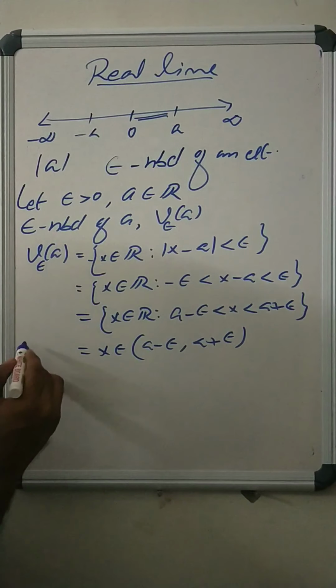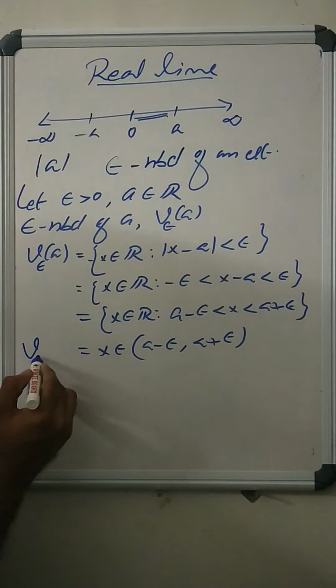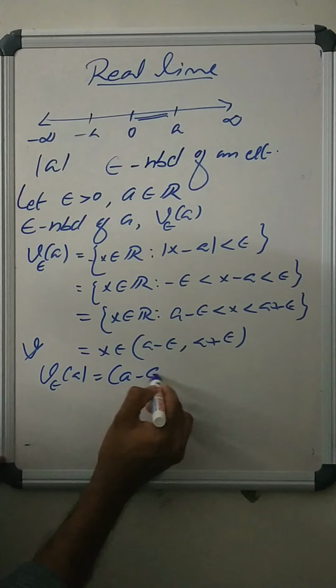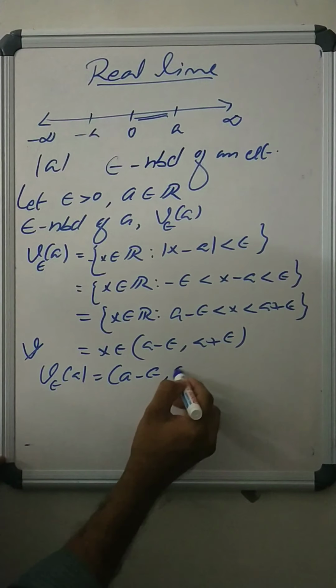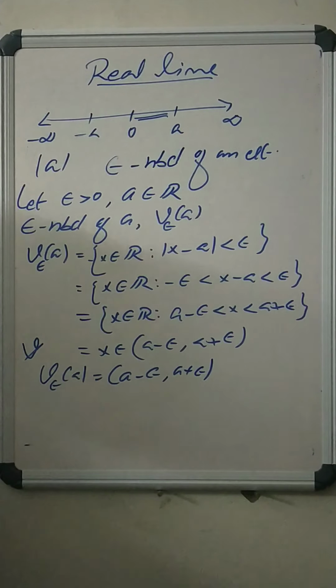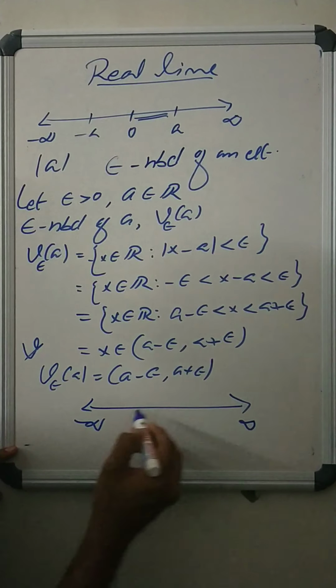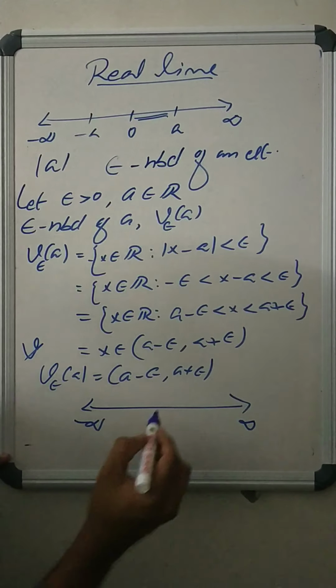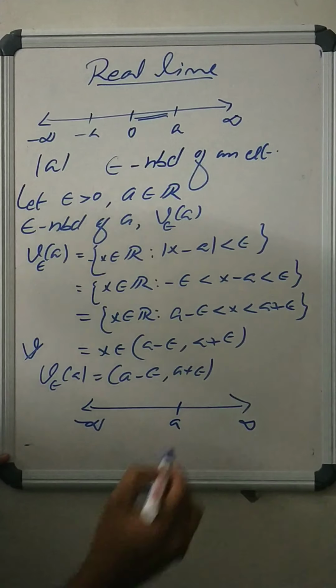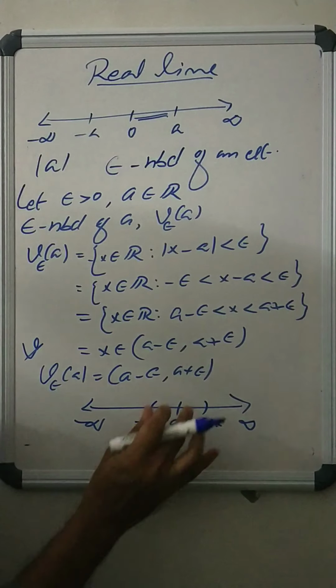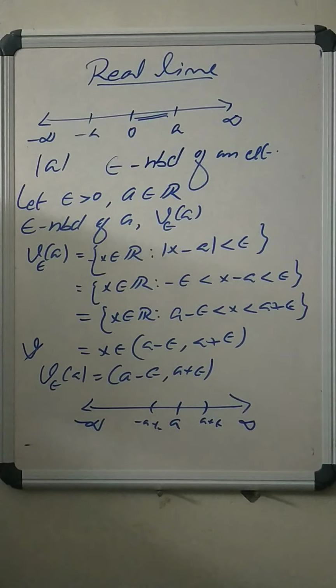Agreed. So this is V epsilon of A. V epsilon of A equals the set of all open intervals, the open interval (A minus epsilon, A plus epsilon). Consider the real number system, the real line. If this is A, then this is A plus epsilon and this is A minus epsilon. So this is the epsilon neighborhood of A.